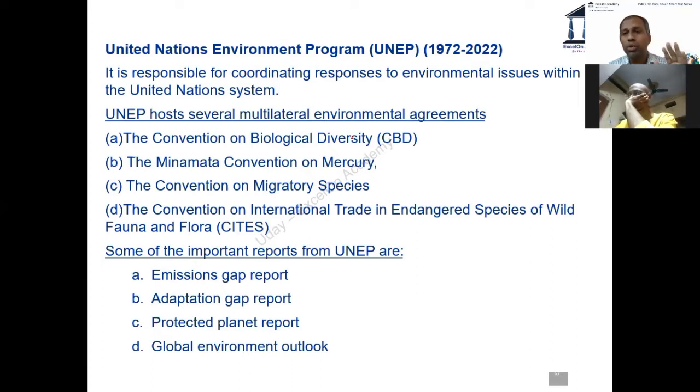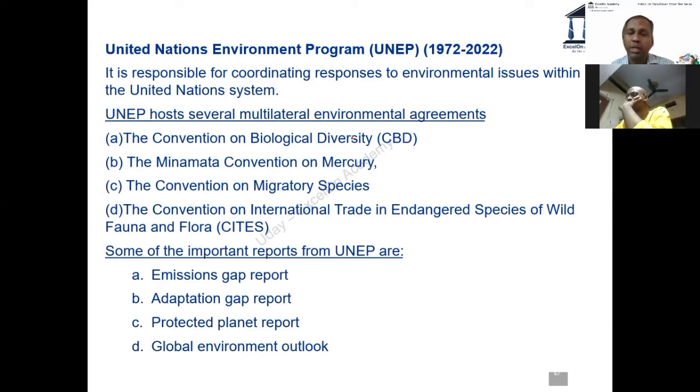Now, what are all those things in which UNEP is heavily involved? So there are 4 important environmental agreements or conventions in which UNEP is directly involved. The first one is Convention on Biological Diversity. We have not discussed this because we haven't yet come to biodiversity.